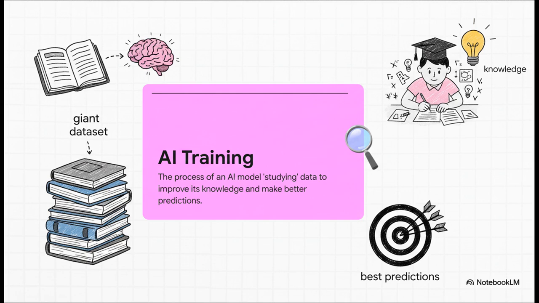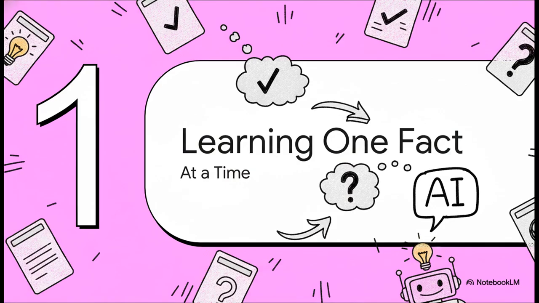And honestly, the best way to think about it is to picture an AI model as a student who's got a massive exam coming up. Its textbook is this gigantic dataset, and its only job is to learn the patterns inside so it can make the best guesses possible. Okay, so if you're this AI student, how would you start studying? Well, one way, and it seems pretty logical at first, is to just take it one fact at a time. Like looking at a single flashcard, learning it, and then moving on to the next one.